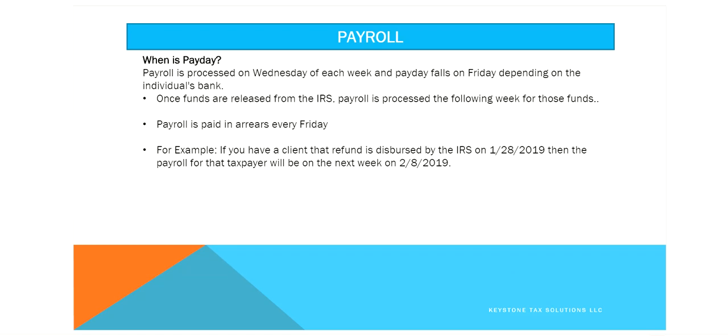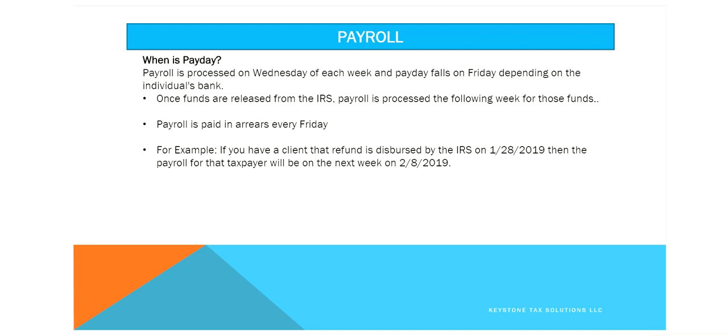Payroll. When is payday? Payroll is processed on Wednesday of each week, and payday falls on Friday, depending on the individual's bank. Once funds are released from the IRS, payroll is processed the following week for those funds. Payroll is paid in arrears every Friday. For example, if you have a client that is funded and dispersed by the IRS on January the 28th, then the payroll for that taxpayer will be on the next week for February the 8th. So again, payroll is 1 week in arrears.